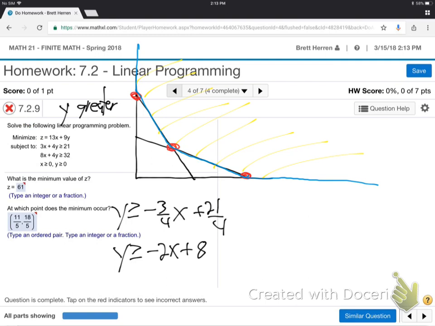So how do you find those coordinates? How do you find the coordinates right here in the middle? Use intersect on your calculator. So do the intersect thing on your calculator.